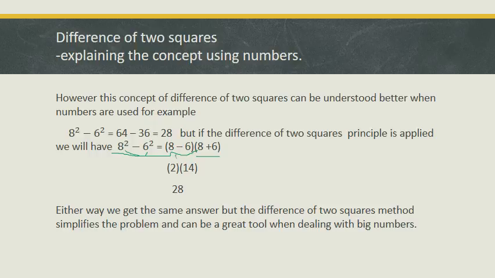So 8 minus 6 is going to be 2, and 8 plus 6 is going to be 14. So 2 times 14 is 28. So either way, you still get the same answer, 28 and 28.